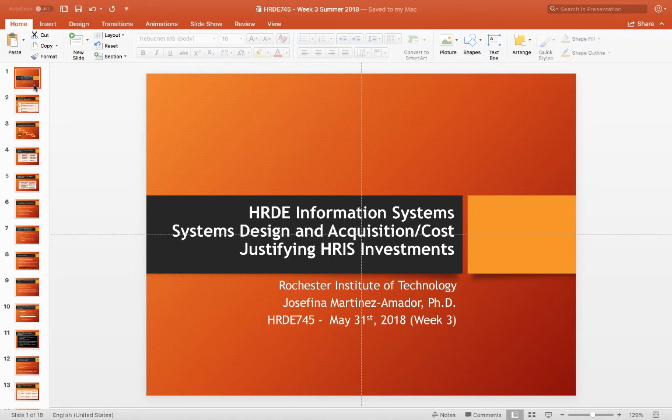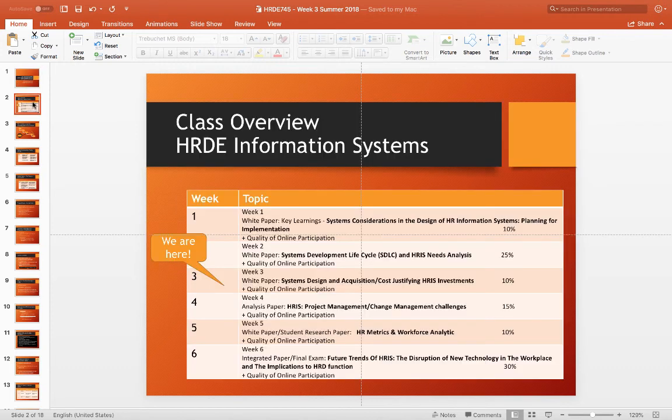I'm going to be giving you a quick overview on week 3. We have been focusing especially on the considerations of the design of the HR information system as well as the systems development life cycle for an HRS. So this week we're going to focus on systems design and the acquisition of the systems. And we're going to combine this conversation with the cost justification for an HRS system.